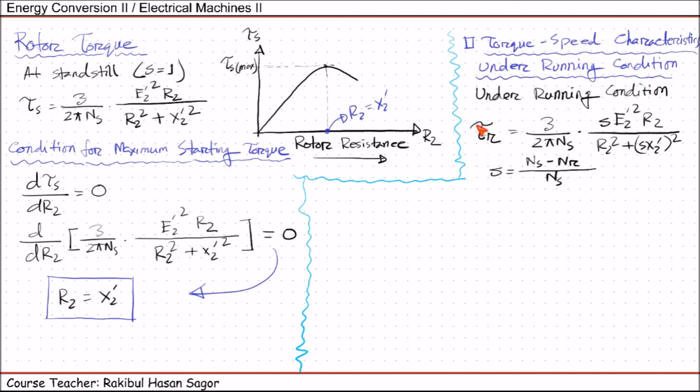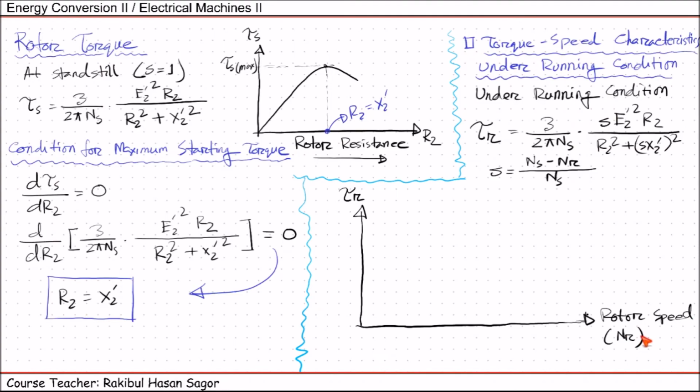Now, if we plot this rotor torque under running condition with respect to rotor speed, in the y-axis we'll take rotor torque, and in the x-axis we'll take the rotor speed, that is denoted by Nr. Here we'll change only the rotor speed, keeping other values constant. You can plot it using MATLAB or Octave software for this case and for this case as well. And for running torque, you'll get a curve which will look like this.